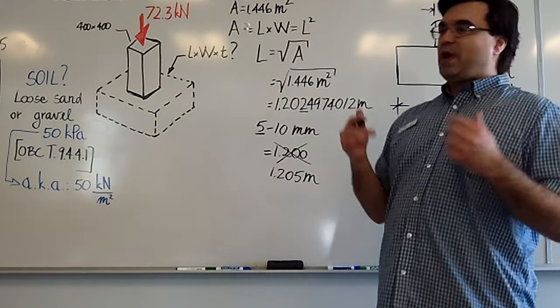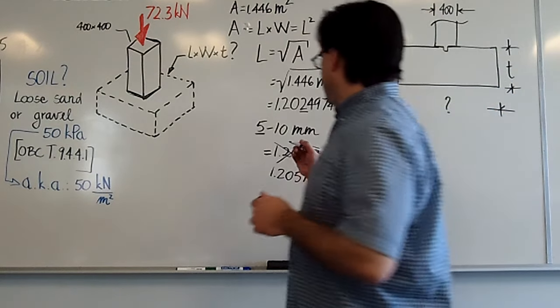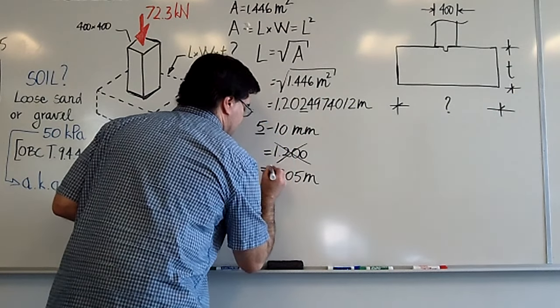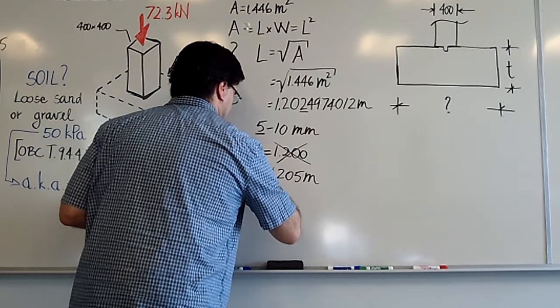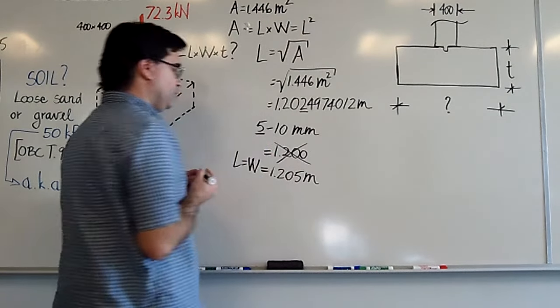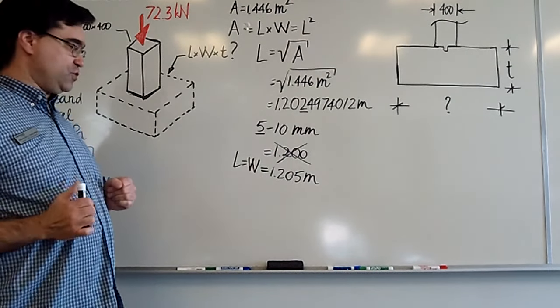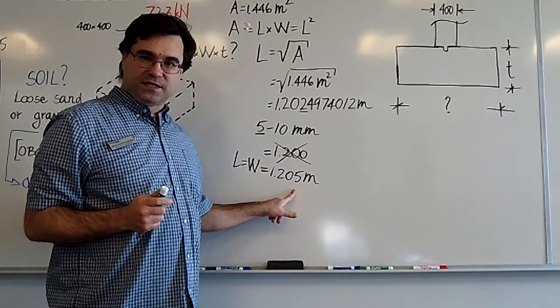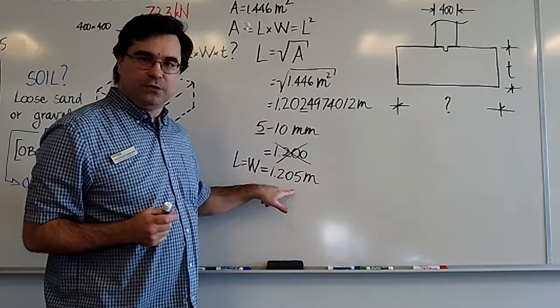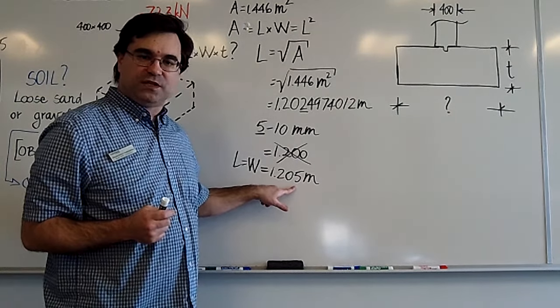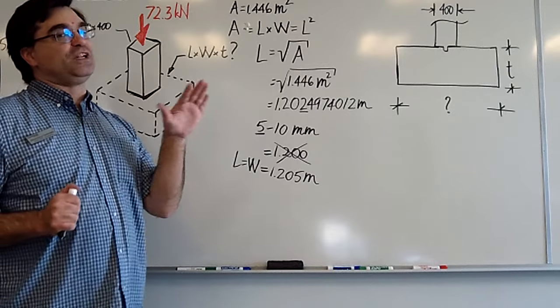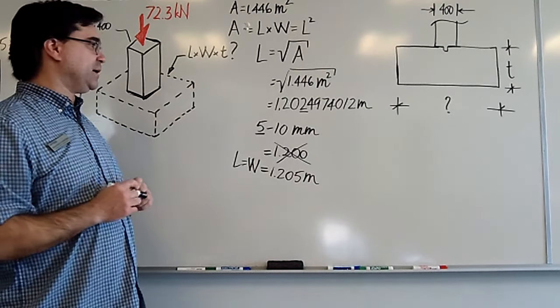So if that's the case, round up appropriately. But in our case, let's assume this is good enough. The length equals the width equals 1.205 meters. Now, if you wanted to check that this was okay, find the area using this dimension, and it should be equal to or greater than this area. Never less. Okay? That's a good way to check.